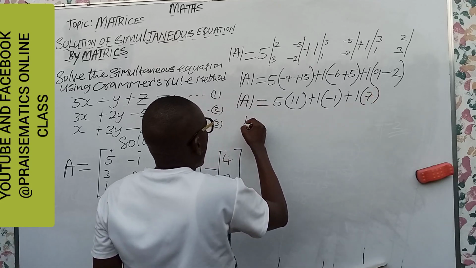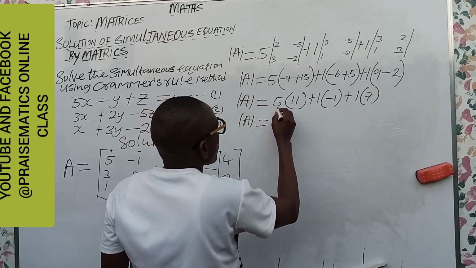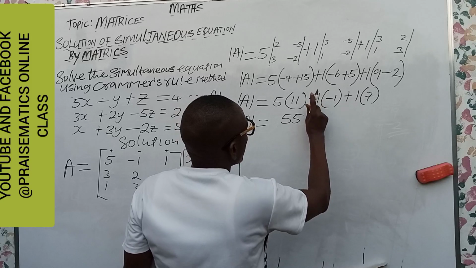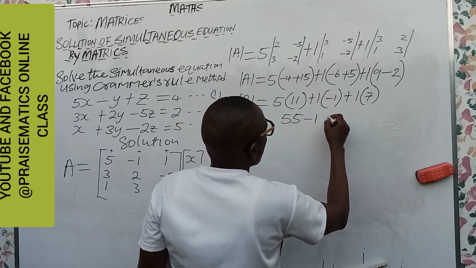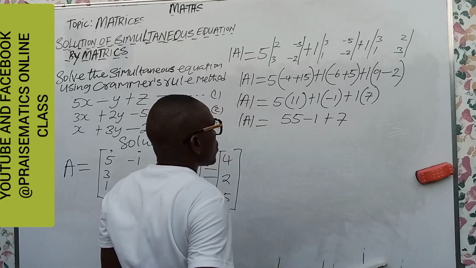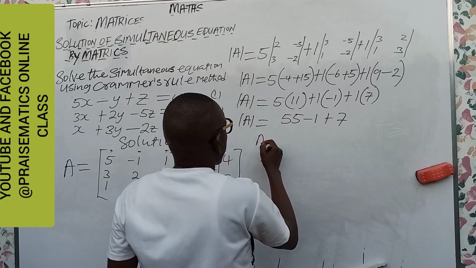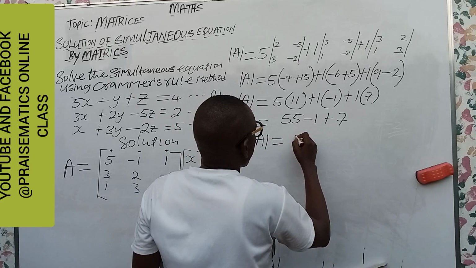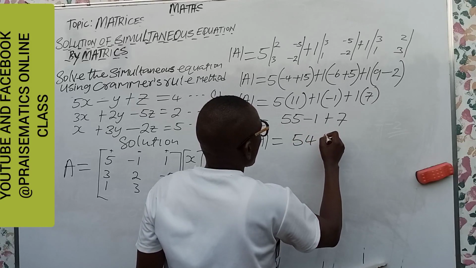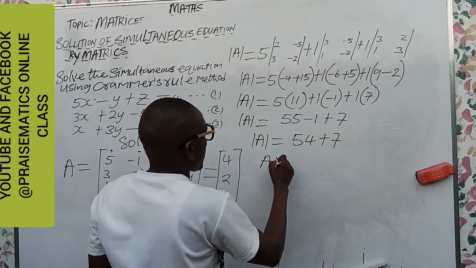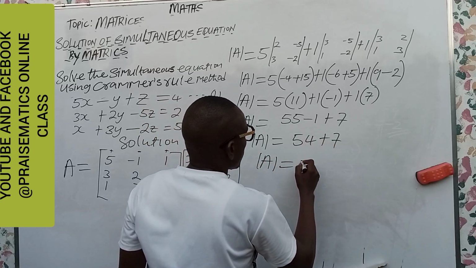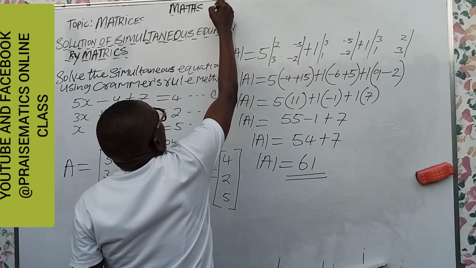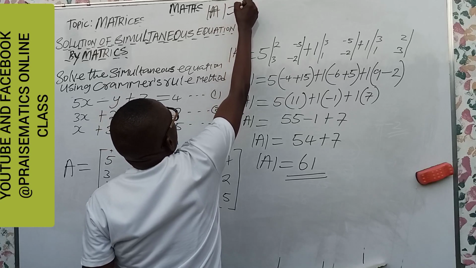Close it. Our determinant of A is equal to 5 times 11, which will give us 55, minus 1 plus 7. So what do we have? Our determinant of A is equal to 55 minus 1 plus 7, which will give us 61. So our determinant of A is equal to 61. Write it somewhere.